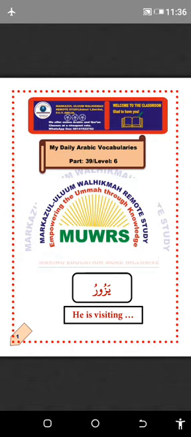We are going to learn from this lesson how to change the verb yazuru to suit certain pronouns in Arabic. لعلك فهمت. I hope you understand. MashaAllah.